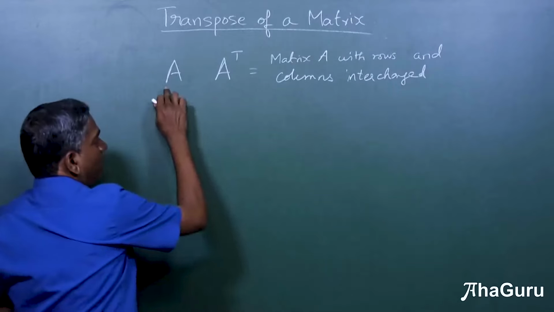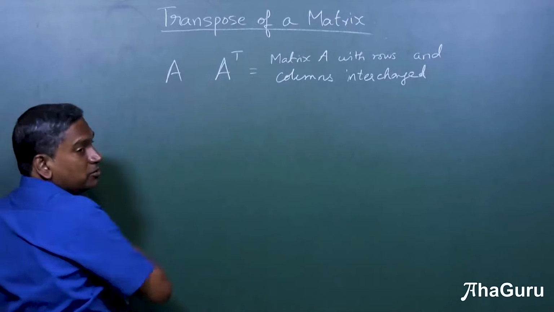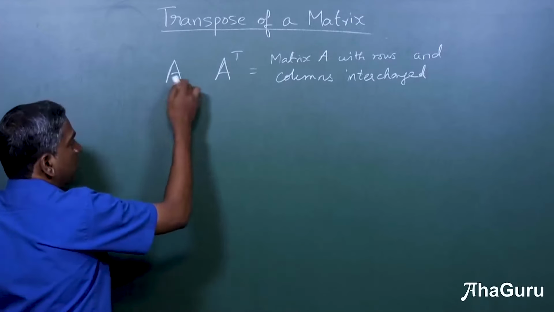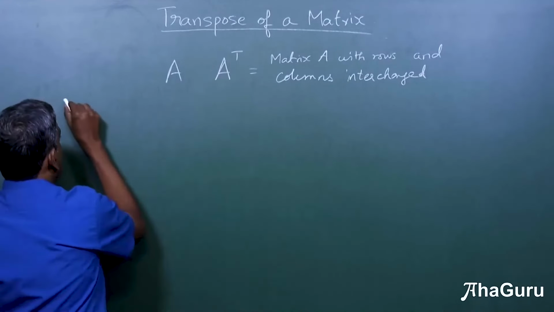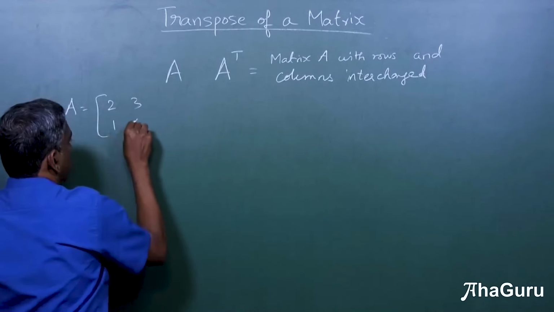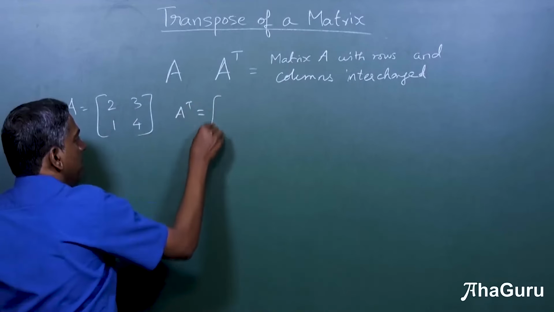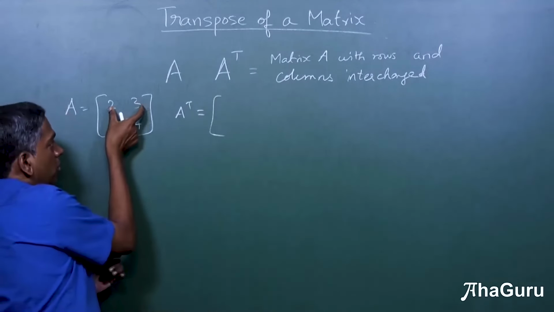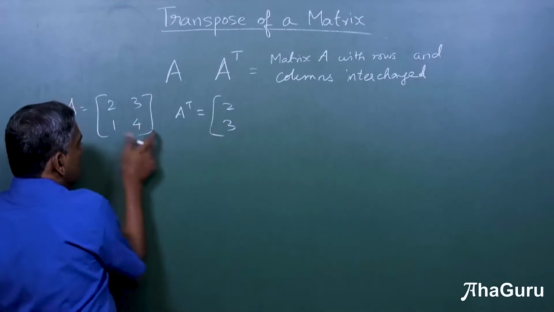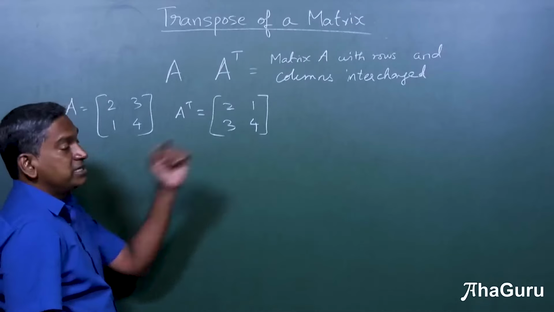So the rows of A will become the columns of A transpose. The columns of A will become the rows of A transpose. So for example, if A is 2, 3, 1, 4, A transpose will be: take the row 2, 3 and make it into a column. Similarly, take this row and make it into a column. Okay, this is A transpose.